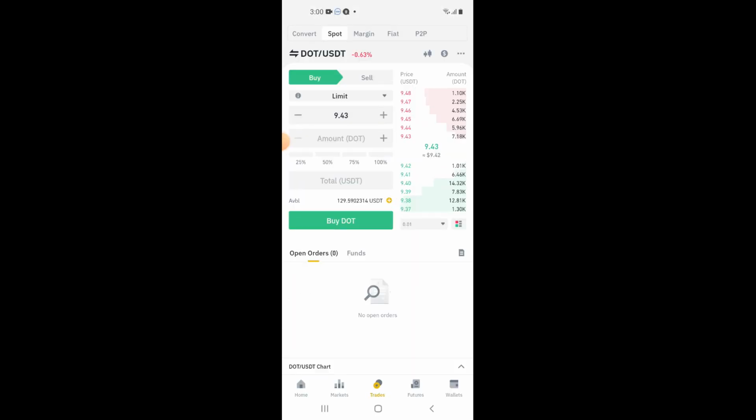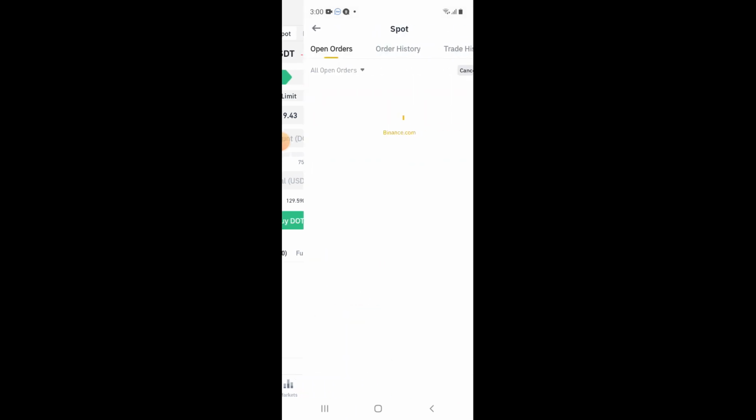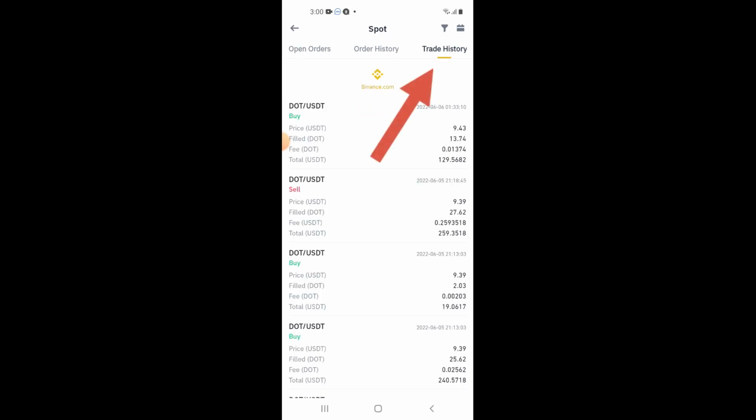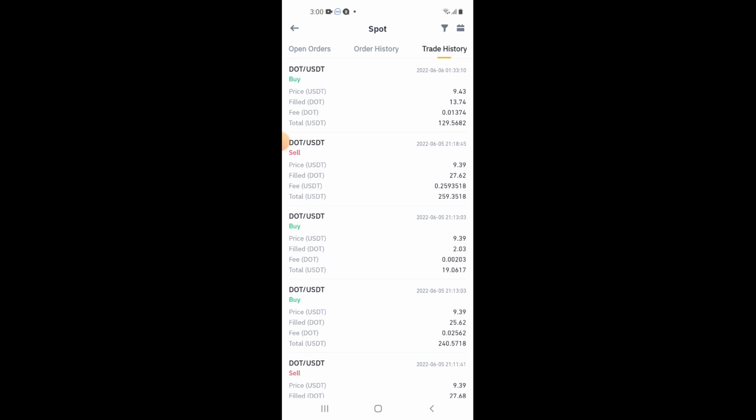Now our order has been filled. As you can see, you can check it by clicking on this little icon, and then trade history. You can check here our order, which we bought for 129 USDT when the price was 9.43. This order has been filled. So what we're gonna do next is sell this coin for a higher price.